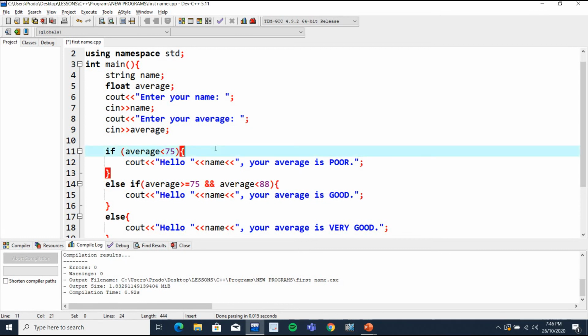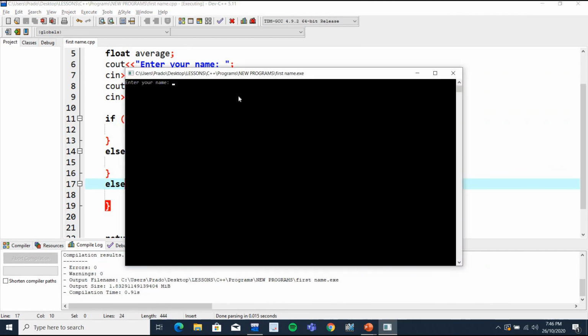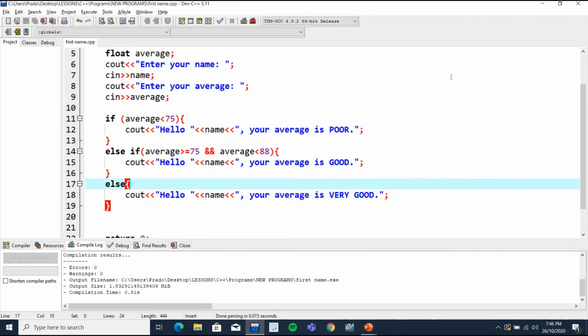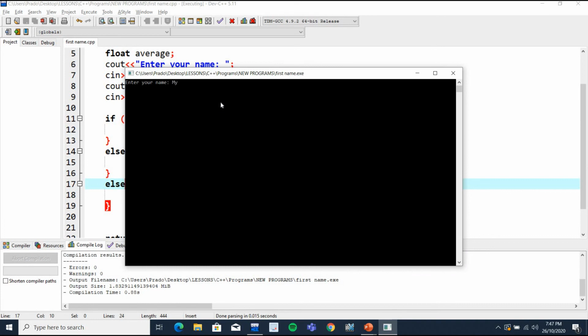So, let us try to run the program. F11. Ayan. So, type your name. So, umpisahan muna natin kapag less than 75. So, for example, 74. So, ayan. So, hello, Maylene. Your average is poor. Paano naman kung nasa 10 lang? For example, 10. Tingnan natin kung mababasa pa din. So, poor pa din yan. So, ayan. Hello, Maylene. Your average is poor.